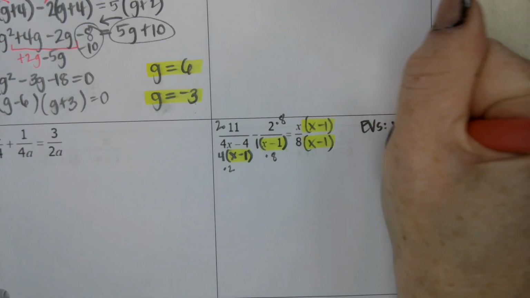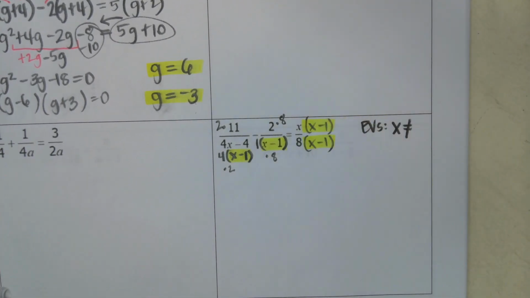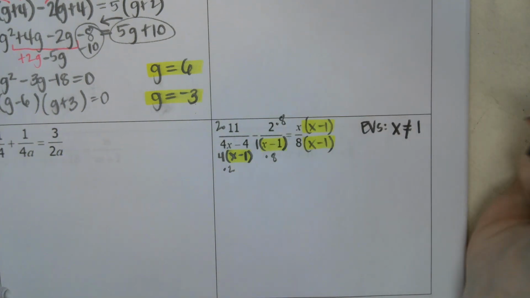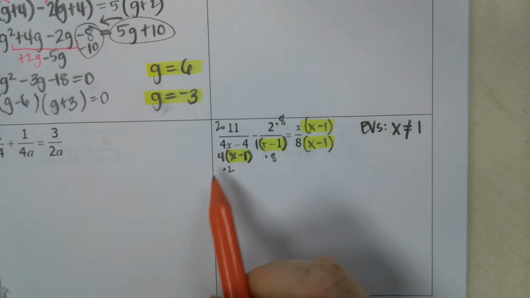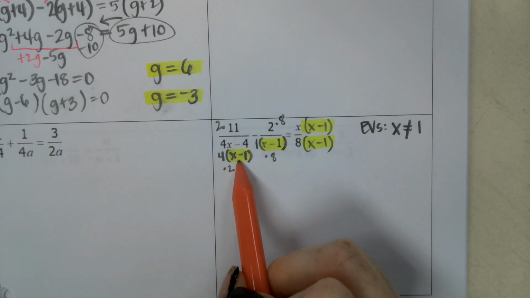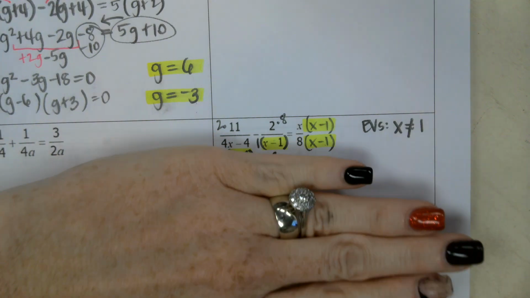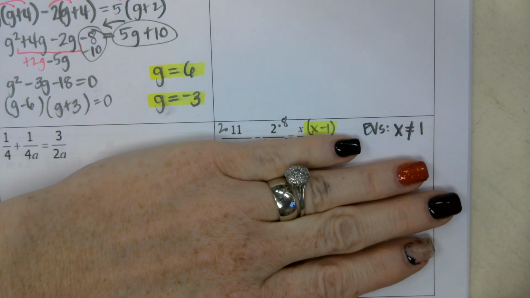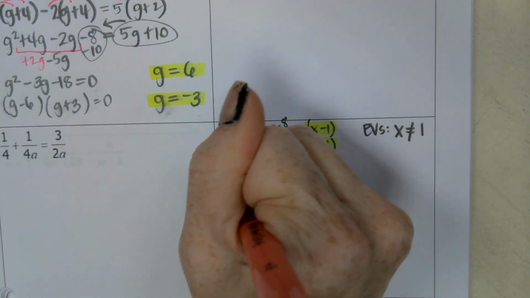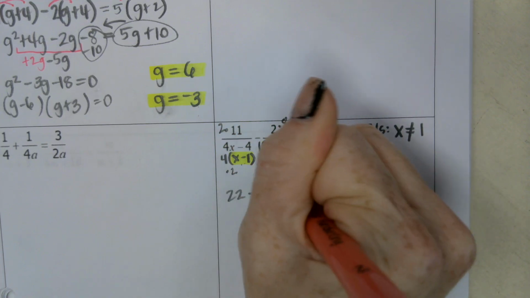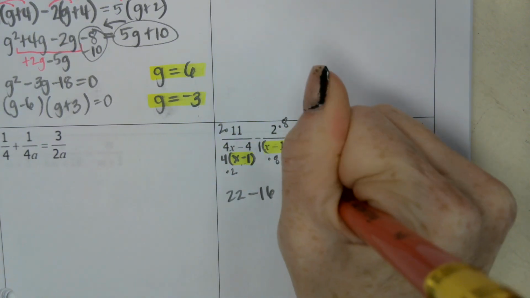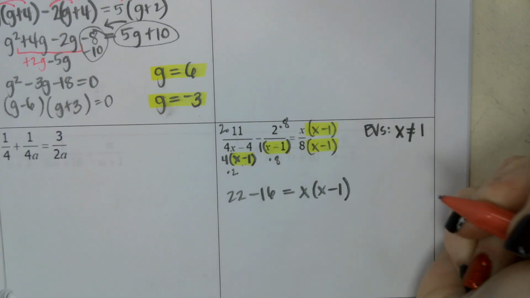Okay? What about excluded values here? What can x not equal? Just a 1, yeah. The number, that doesn't really affect anything. It's only the pieces that have the variable. So I've got what I need out of the denominator. I'm going to discard that. So I have 22 minus 16 equals x times x minus 1.